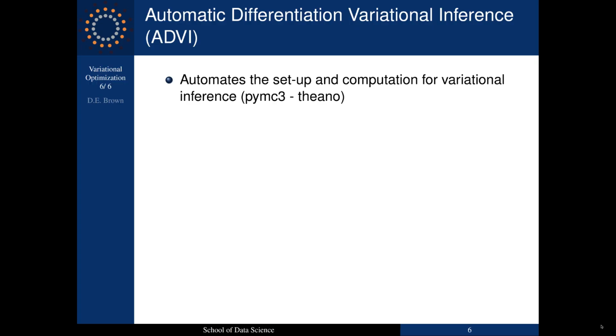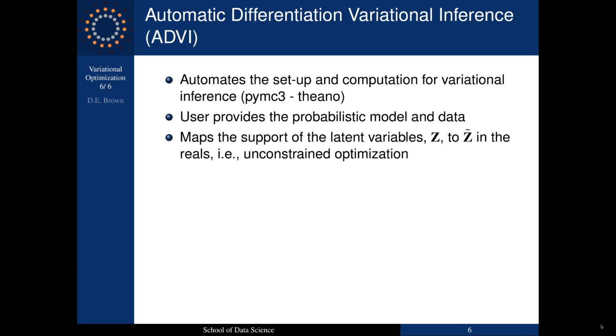And this is actually the one that we will show some examples of its use. It automates the setup and computation for variational inference, so it is trying to be model agnostic as well. Its implementation is in the package PyMC3, which we've been using in this course and will continue to use. And instead of TensorFlow, it uses Theano as its tensor library. The user provides the probabilistic model and data, so again, it's model agnostic.